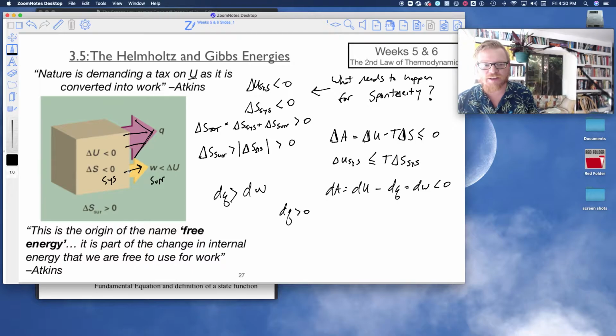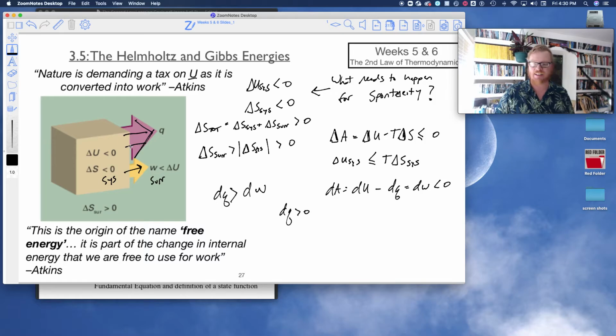And the tax on that is the free energy. It's the part of the change in internal energy we are free to use for work. And this large amount of heat that has to exit the system into the surroundings is that required component of spontaneity, right? We talked about this with the Kelvin statement of the second law. If our system is going to do work, it has to evolve a ton of heat spontaneously out to have enough entropy change in the surroundings to be spontaneous.